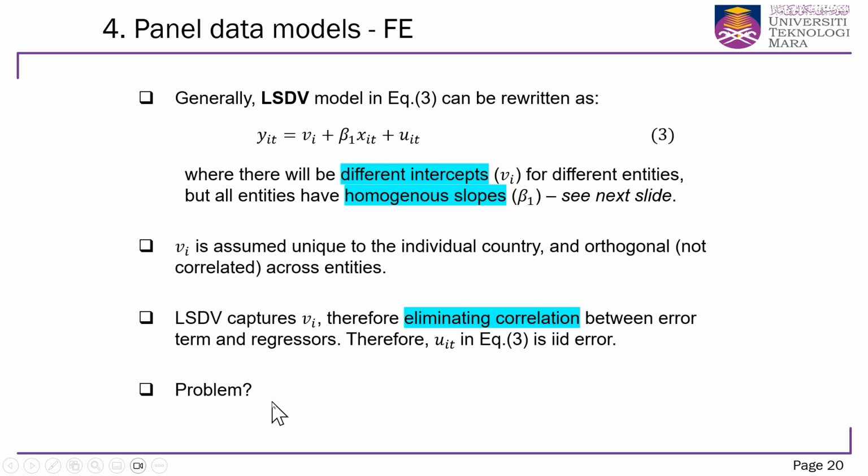But the problem in LSDV is that it is only feasible for a small number of cross-sectional units n in our sample. If we have a big number of n, let's say a big number of countries or firms or persons, more than 100, for example, the LSDV model will be problematic because there will be so many dummy variables, and therefore it will reduce the degrees of freedom of this estimation. So let's now see the visual comparison between LSDV and pooled OLS estimation.